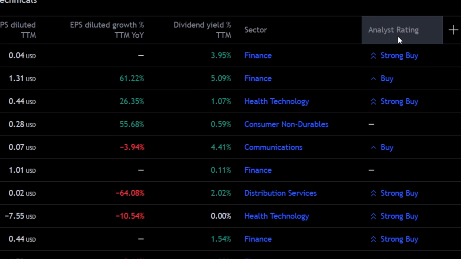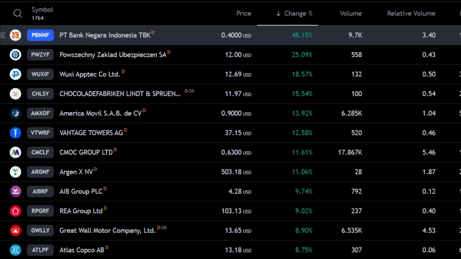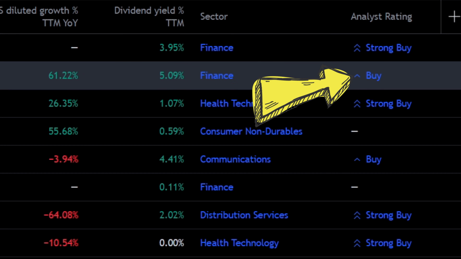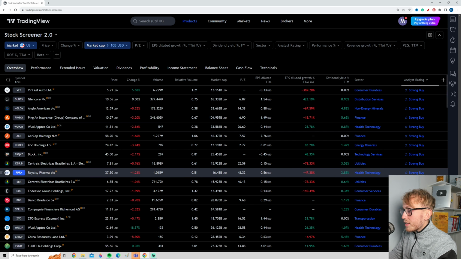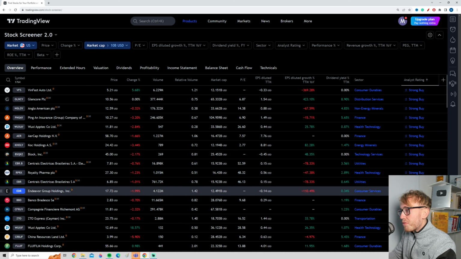And here to the right, you also have the analyst rating. So this is basically a summary of what the analysts are right now thinking about the stock. You can, for example, see that the best performing stock here, which had an increase of around 50% just the last day, is a strong buy according to the analysts. The next highest stock here, with an increase of 25%, is a buy. And if you want to, you can of course filter this tab as well. So you can take a look at only the stocks here that have a strong buy signal from the analysts.